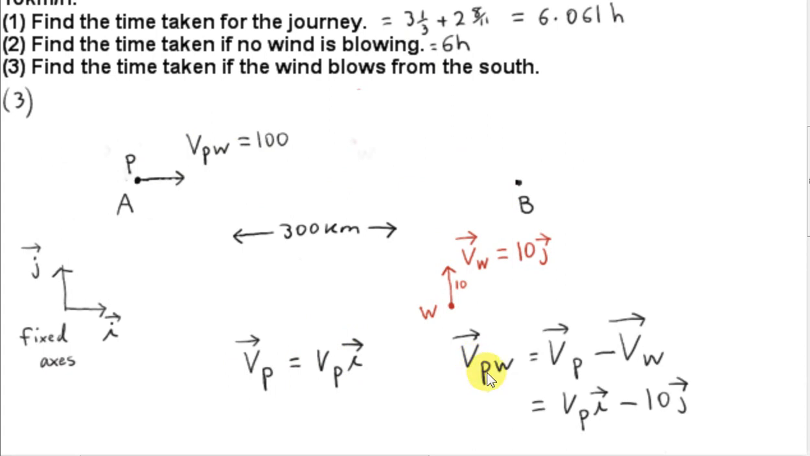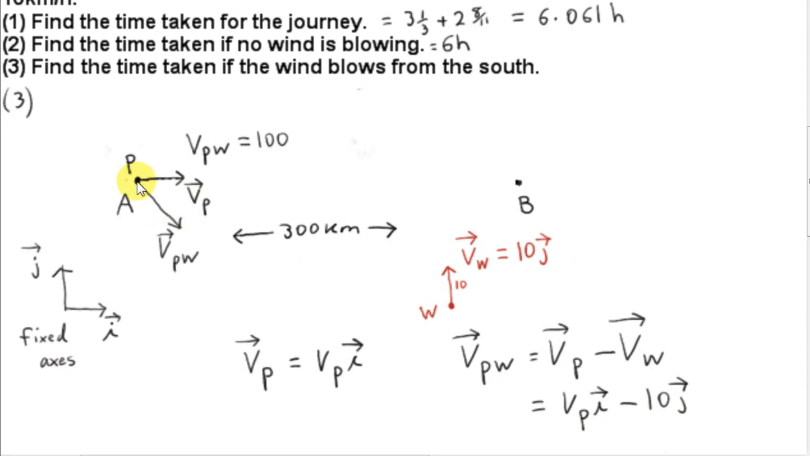Now let's get the velocity of the plane relative to the wind using our relative velocity formula. So we get Vp i minus the velocity of the wind. Well, the velocity of the wind is plus 10 j. Notice this time that the velocity of the plane relative to the wind has a j component. So this vector here represents the velocity of the plane, but Vpw has a negative j component, so Vpw actually looks like this.